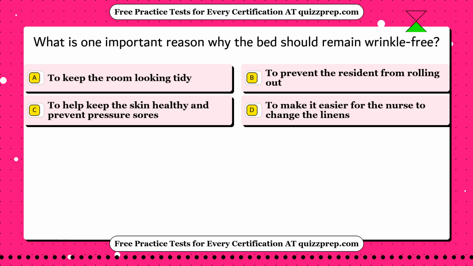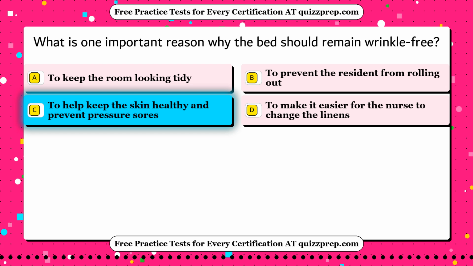Question 30. What is one important reason why the bed should remain wrinkle-free? Option A, to keep the room looking tidy. Option B, to prevent the resident from rolling out. Option C, to help keep the skin healthy and prevent pressure sores. Option D, to make it easier for the nurse to change the linens.